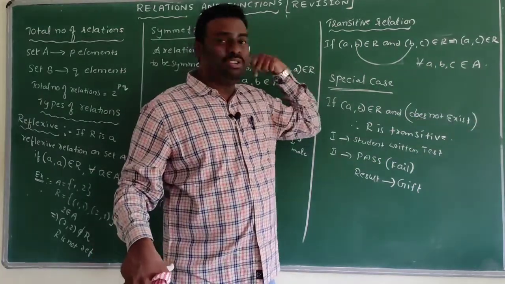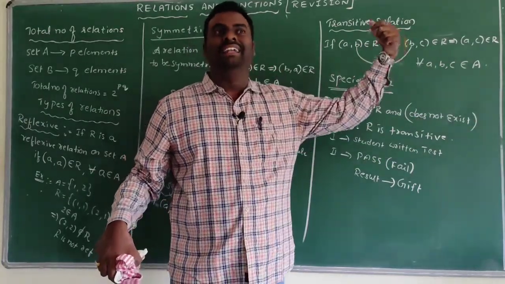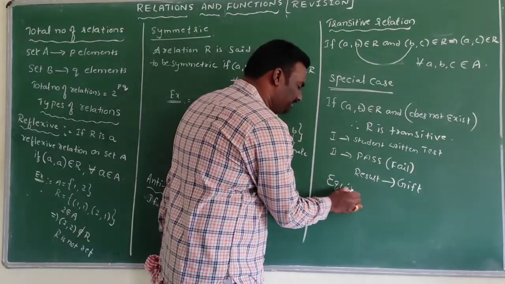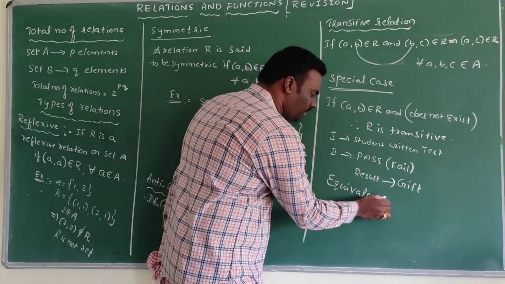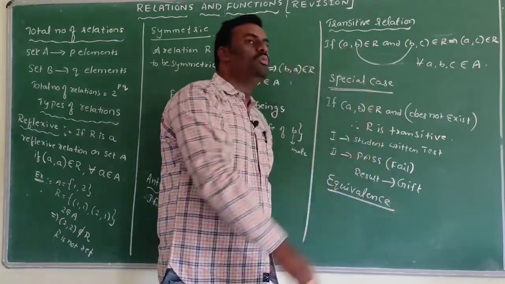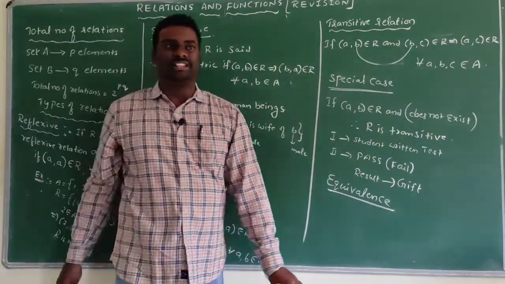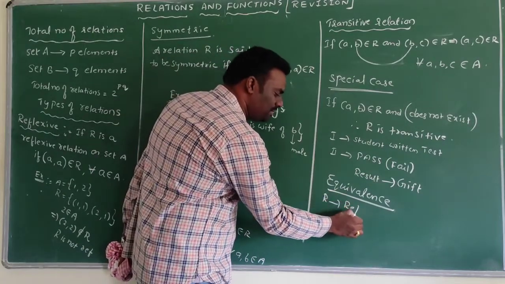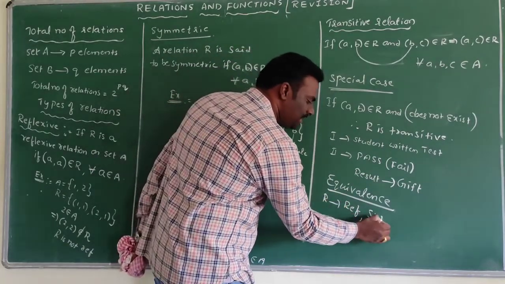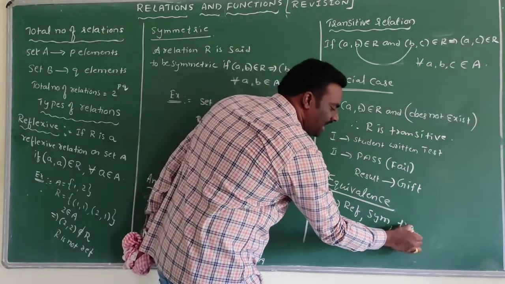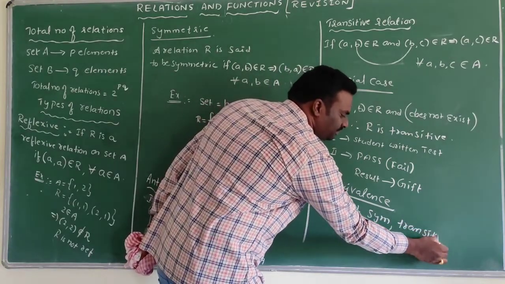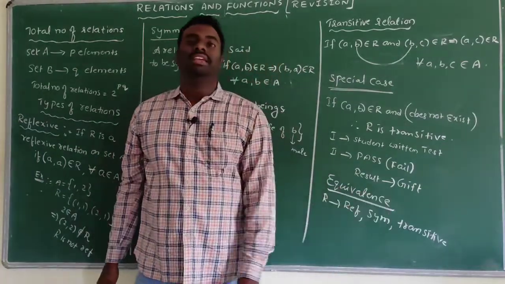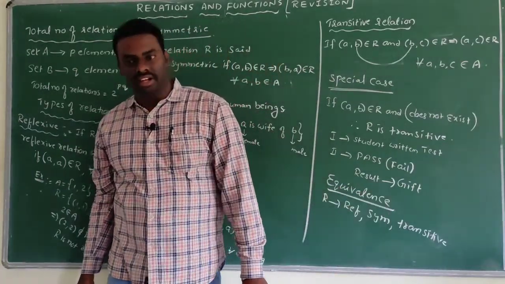So this is reflexive, symmetric and transitive. And the last one is equivalence. What is meant by equivalence relation? If a relation R is reflexive and symmetric and transitive, if the three conditions are satisfied, that relation is called equivalence relation.